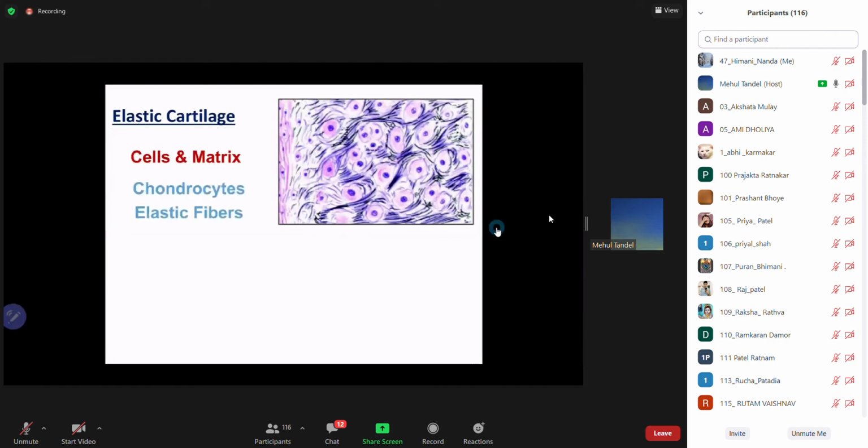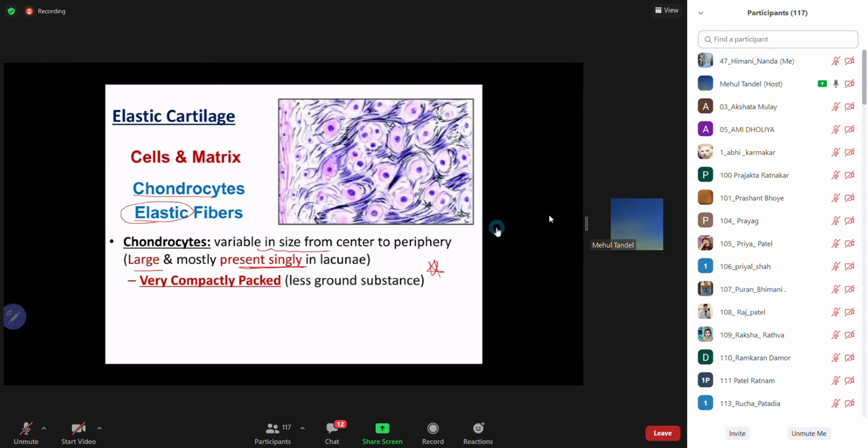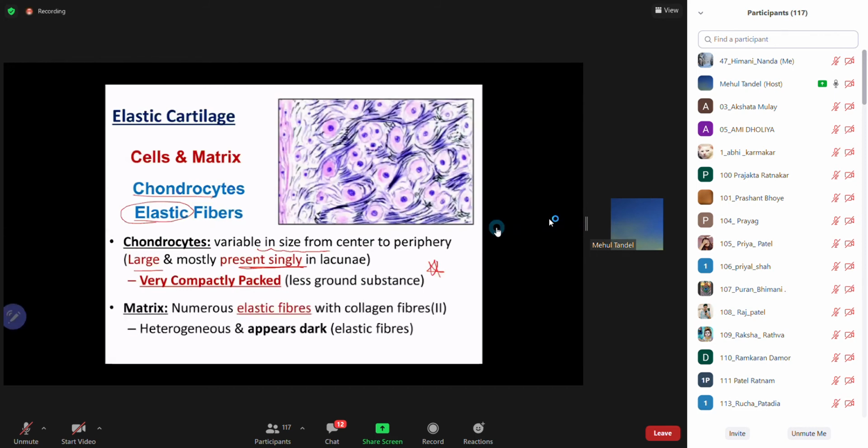Elastic cartilage: here chondrocytes plus elastic fibers will be more. What is the arrangement of chondrocytes? Variable in size from center to periphery, large and mostly present singly, and very compactly packed. Very little ground substance. Then there is the presence of numerous elastic fibers with collagen fibers. The matrix appears heterogeneous and dark. So these are the features of elastic cartilage.